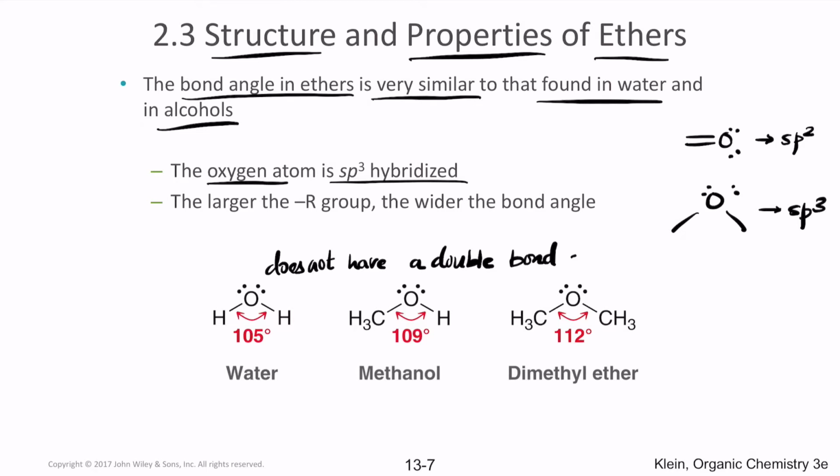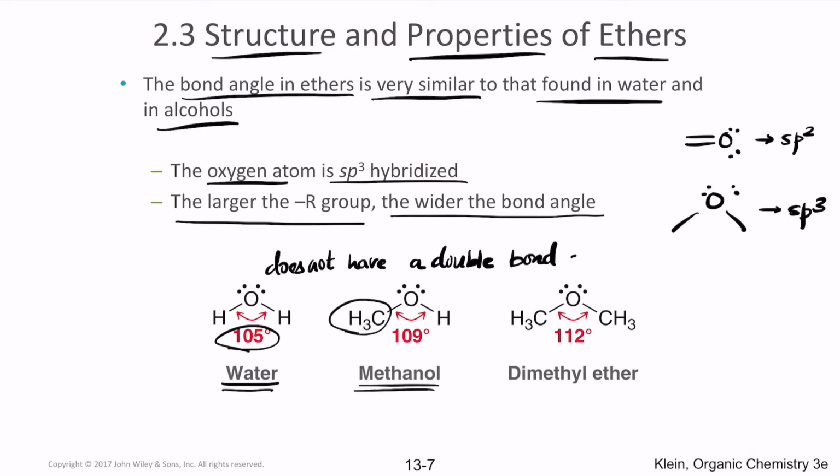This sp3 hybridization means the larger R group gives the wider bond angle. For example, if you take water and remember sp3 hybridization, the general angle is 105. But if one of the groups is methyl, it becomes larger, which increases the angle to 109. And dimethyl ether increases the angle to 112. So the larger the R group, the wider the bond angle.